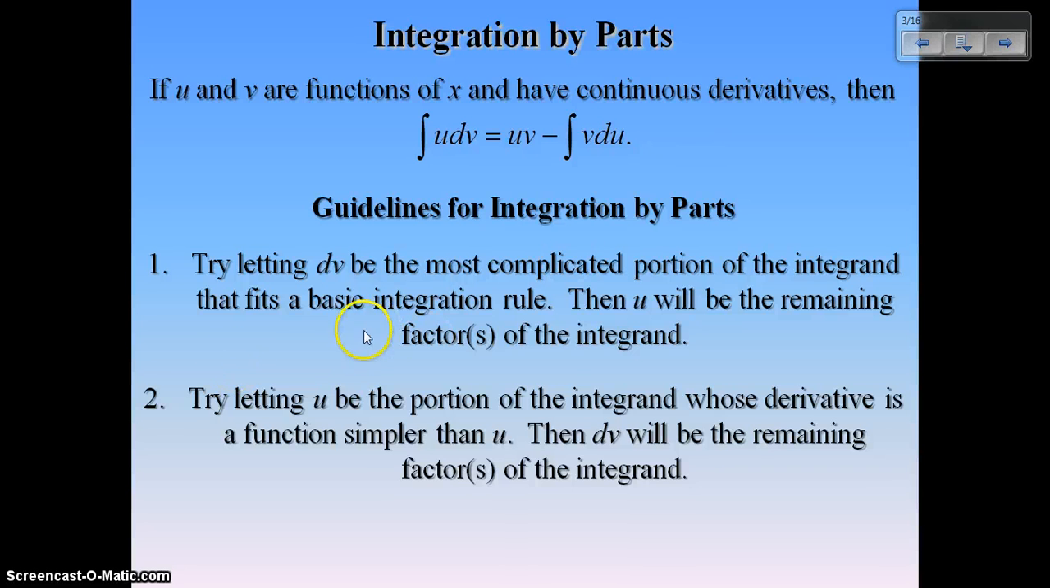Well, first of all, when we're selecting our u and our dv, and the selection of u and dv is most crucial to the problem, try letting dv be the most complicated portion of the integral that has a basic integration rule. If you select dv's with complicated integration rules, you're going to make a mess of things. u is the remaining one. u is usually the part whose derivative will become simpler and smaller as the problem goes. For instance, I might pick x squared for u, because the derivative of x squared is 2x, the derivative of 2x is 2, the derivative of 2 is 0. You see it goes down and it becomes simpler.